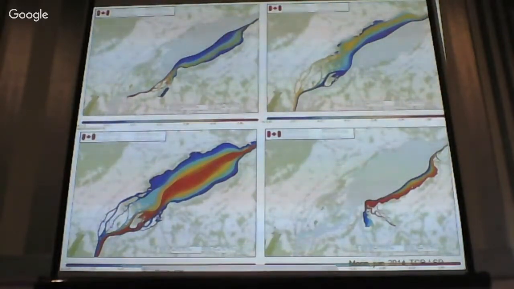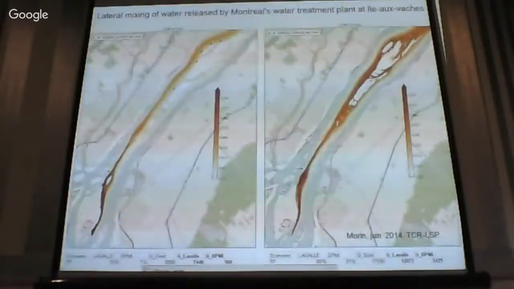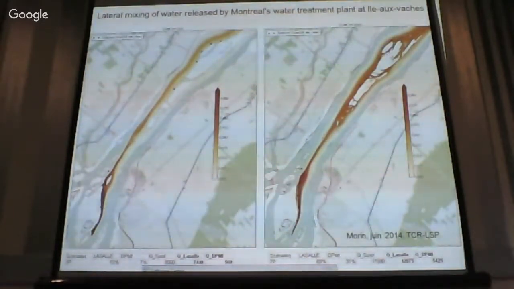So this is the Richelieu River tributary, this is the Ottawa River, this is the Upper St. Lawrence, and that's the St. Francois River. So if you add them up, we also use the model to follow pollutants. This is the lateral mixing of water released by the water treatment plant in Montreal. So depending on flows, the stuff goes on one side or the other of the islands in this braided section of the river. So that's also very useful for sampling. Yes, we are using conservative tracers.